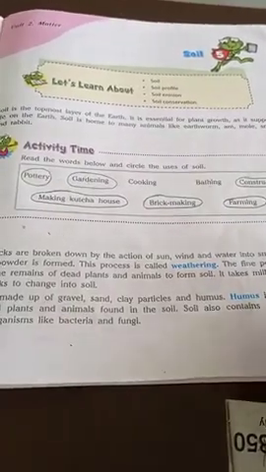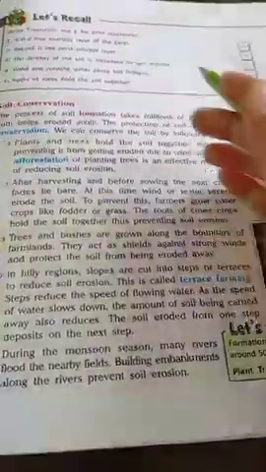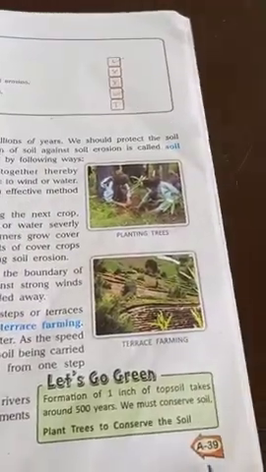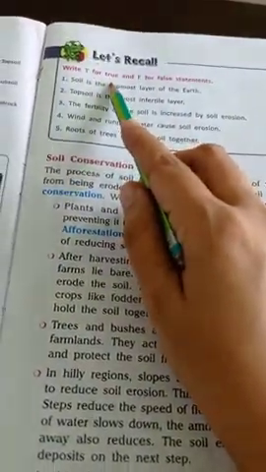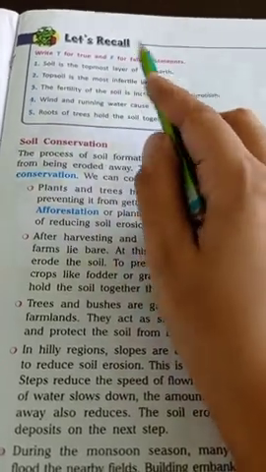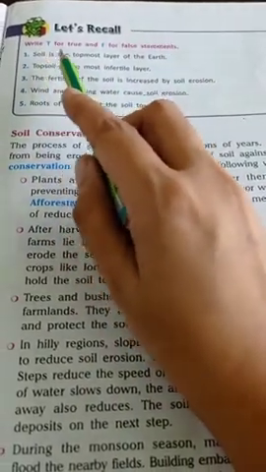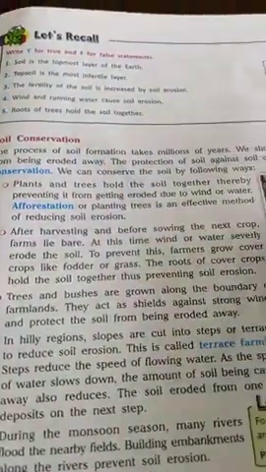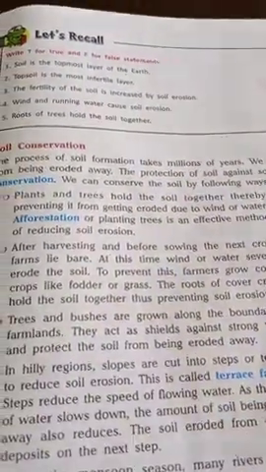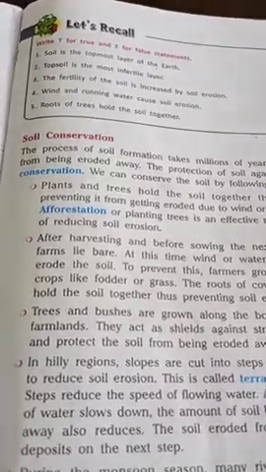Now turn the page and come to page number 39. On page number 39 is the exercise given. Write T for true and F for false statements. Number 1 is soil is the topmost layer of the earth. Yes, it is true. So write T here.